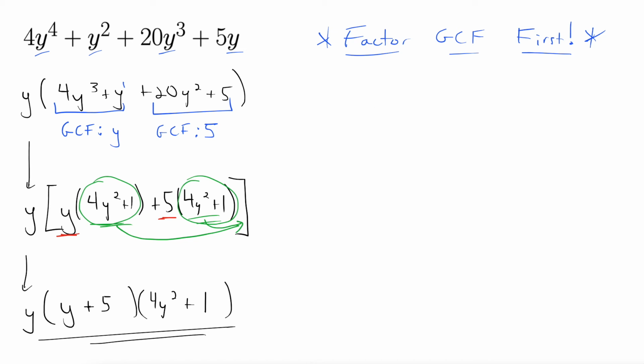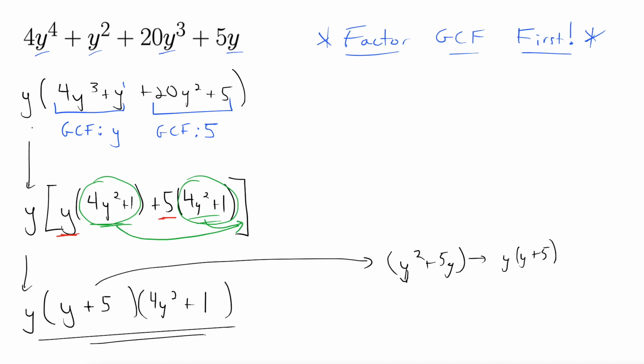If you didn't factor the GCF first, you would get something like, let's see here, you might get something like y squared plus 5y here for one of these terms, right? And then you'd have to look at this at the end and say, oh, look, I can still factor a y out of that. So then you'd have to factor the y out anyway. Okay, so either factor the GCF out in the beginning and make life easier, or make life harder and factor it out at the end and then risk forgetting to factor it out. So I definitely recommend factor out the GCF first.